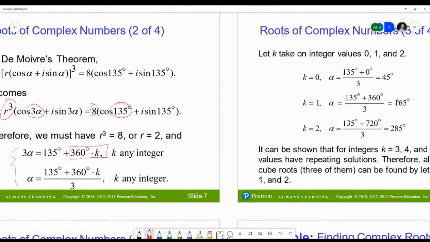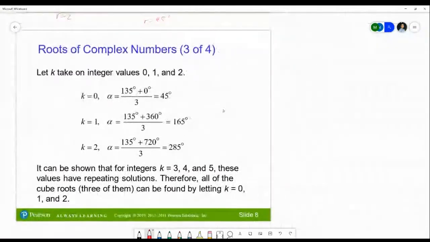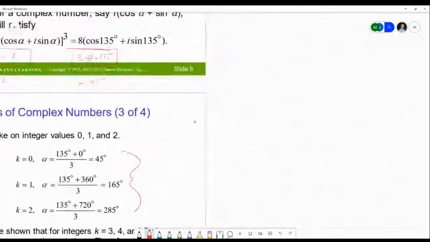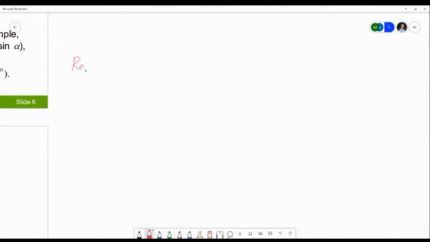So let's review a little bit of college algebra before I explain what this is. So the fundamental theorem of algebra states the following: for a polynomial of degree n, there exist n complex roots.